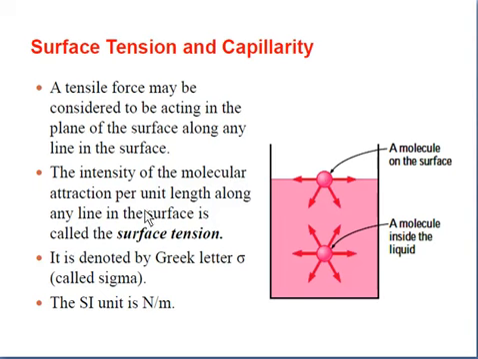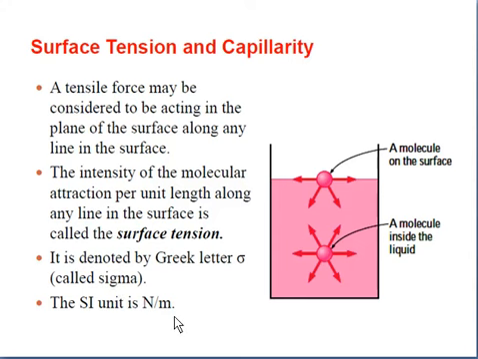Per unit length. It is measured along the length, and that's why the definition becomes per unit length. It is called as surface tension. Surface tension is denoted by sigma, and its SI unit is Newton per meter.